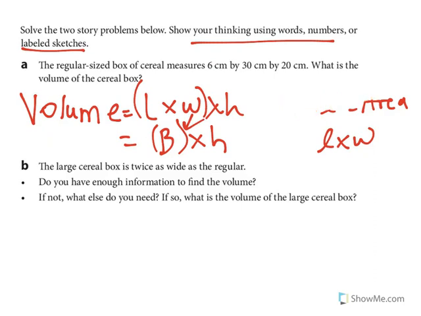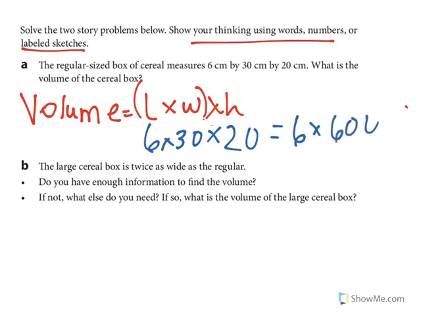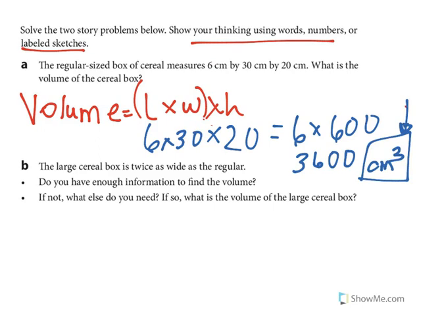So for this, I would want to use the first formula, length times width times height, because I have 3 measurements. So I would fill in 6 times 30 times 20, and then I would solve for the volume of my box. So maybe it's easiest to me, I like to think of this as 6 times 600, and then I solve from there to see that I get 3,600 centimeters cubed. It's really important that I label volume is always cubed because I have 3 measurements, so I measure them 3 times, making a cube.